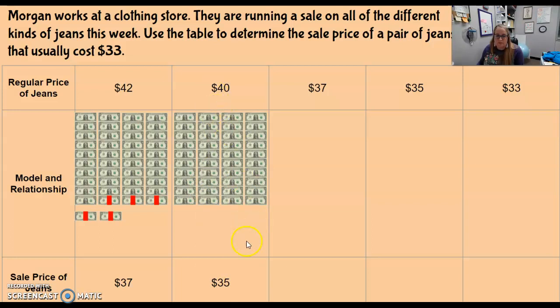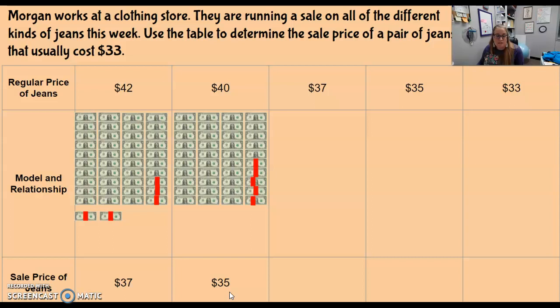So I started with 40, but I only want it to have 35. So I'm going to get rid of 5. 1, 2, 3, 4, 5. And let's make sure I did it right. So these are in groups of 10. 10, 20, 30, 31, 32, 33, 34, 35. So it shows that I have $35 left. Okay, and what did we say? If it's on sale, is the number getting bigger or smaller?